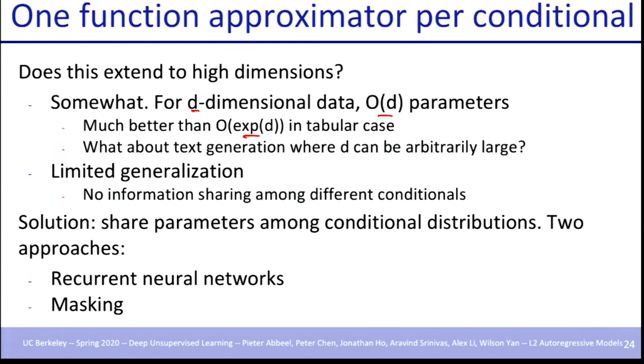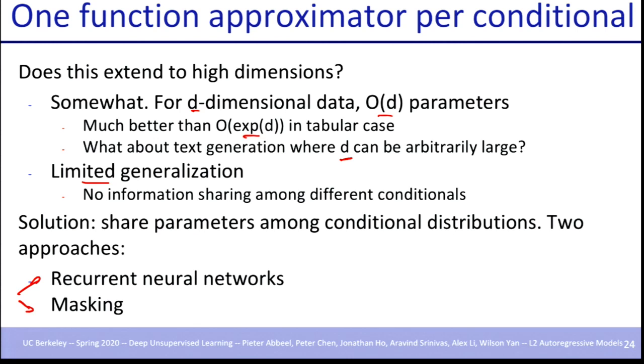The other thing is that by using a new neural network for every new variable, you have limited generalization. You might hope that when you generate maybe x10 from x1 through 9, that whatever you process x1 through 9 for to generate x10, when you try to generate x11, it might share some processing on x1 through x9 to be more efficient statistically to learn to generate x11. How we're going to do this, there's two major lines of work: recurrent networks and masking.